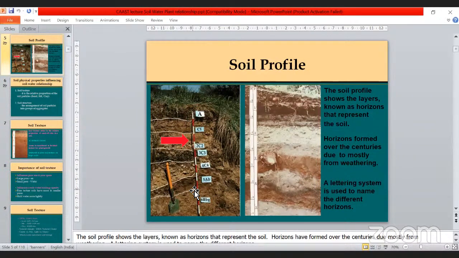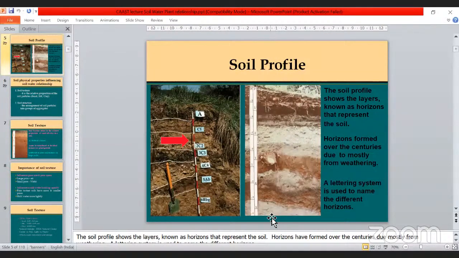The soil profile shows the layers, known as the horizons, that are present in the soil. Different horizons. The first part, at the top, is organic matter, supported by some green grasses, maybe plant roots and everything. So it shows the green matter and the dark color. And if there are different layers over there, it shows that there is a difference between the two layers.